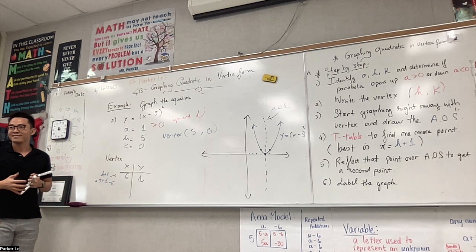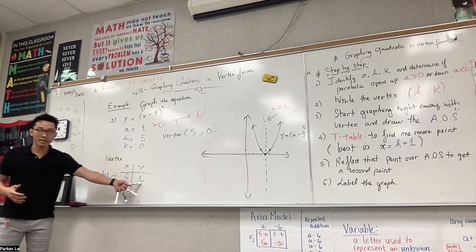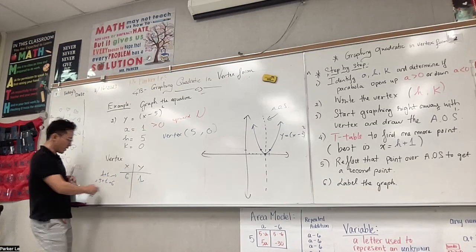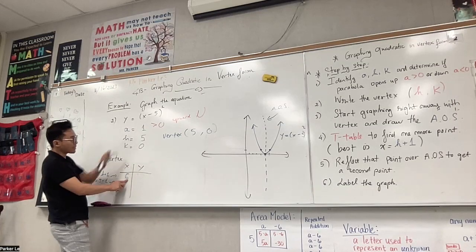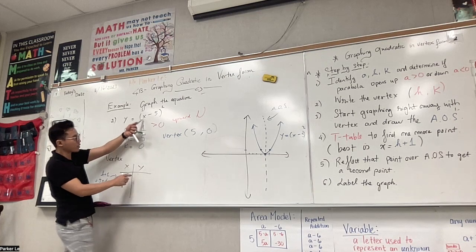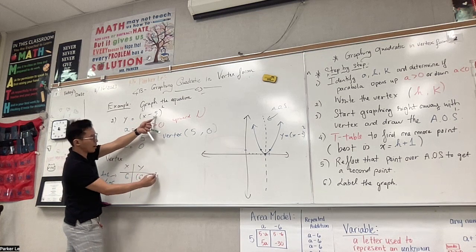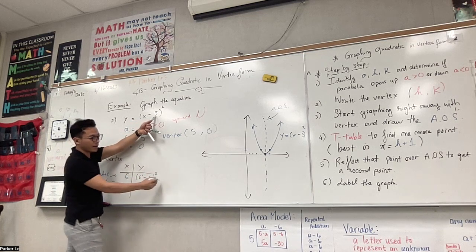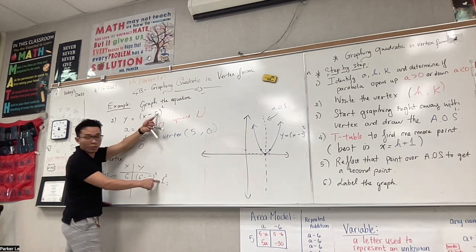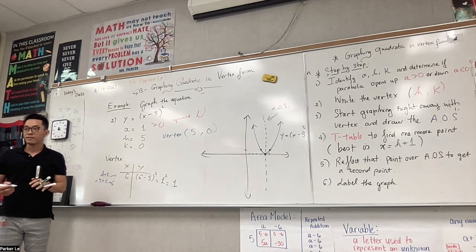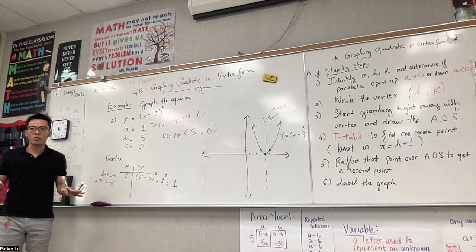Which one? This one? Oh, you plugged it in. Plugged in 6. So yeah, I have 6. x equal to 6, right? So I'm going to plug it in over here. So 6 minus 5 squared. What is 6 minus 5? 1. 1 squared. What is 1 squared? 1. Yes, that's how we get 1. Very good. Do you have any more questions?